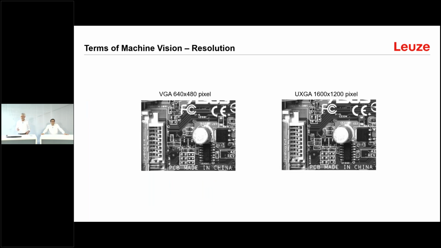So I think more clear to you would be maybe these examples. You have the same image with a low resolution, with a VGA resolution, and with a high resolution. And here you see clearly all the details. And if you make evaluations, maybe to find out if a component was placed or is missing, or if you like to read codes or stuff like this, then you need a high resolution. This is not sufficient here.